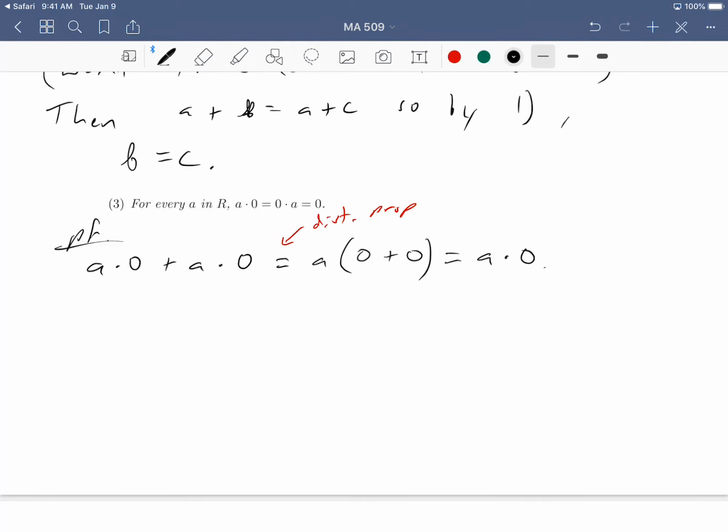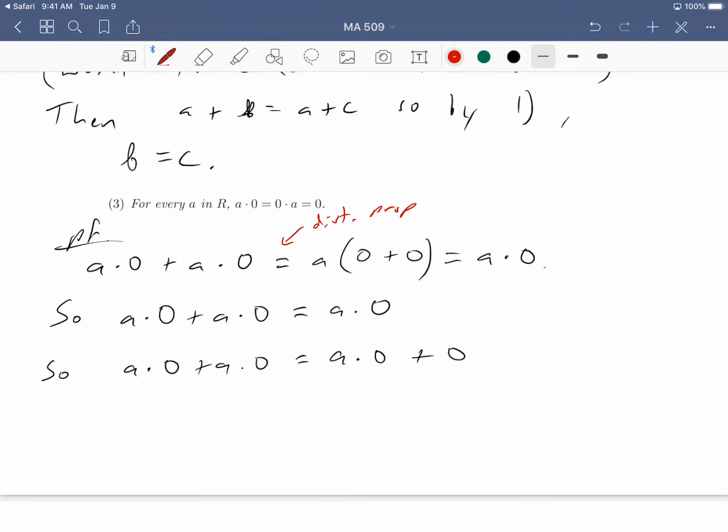All right, now, once I've written all that down, look at what I just showed. I showed that a times 0 plus a times 0 is equal to a times 0. I'm going to pull out another little ring property here and say, well, the a times 0 on the right-hand side, that's the same as a times 0 plus 0, right? 0 is the additive identity, so I can add it anytime I want to.